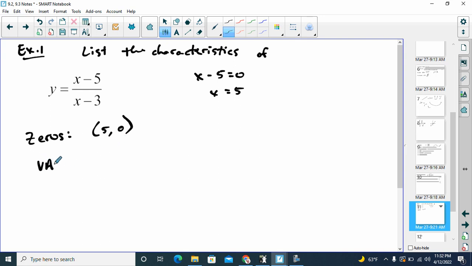Next thing we are going to find are any vertical asymptotes that we have. Vertical asymptotes occur when the denominator is 0. Adding 3 to both sides gives me x equals 3. Vertical asymptotes are lines. We write lines as equations. That is the vertical line, x equals 3.